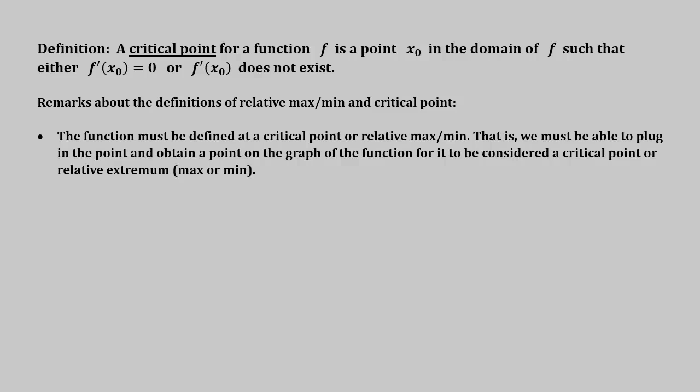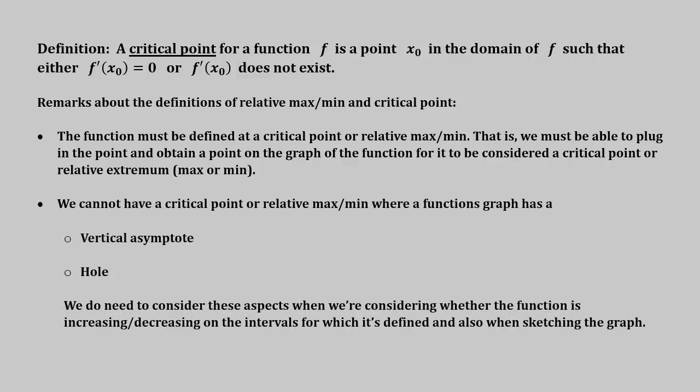Now, a couple important remarks about the definition of critical point, and these also relate to relative maxes or mins. The function must be defined at a critical point or a relative max or min. You have to be able to plug the number into the function and obtain a point on the graph for it to be in consideration for being a critical point or a relative maximum or minimum. Meaning, you can't have a critical point or a relative max or min where a function's graph has a vertical asymptote or a hole. There, the function's not defined. You need to consider those aspects when we're graphing, but we cannot have a critical point or a relative min or max at a point of discontinuity like a vertical asymptote or a hole.